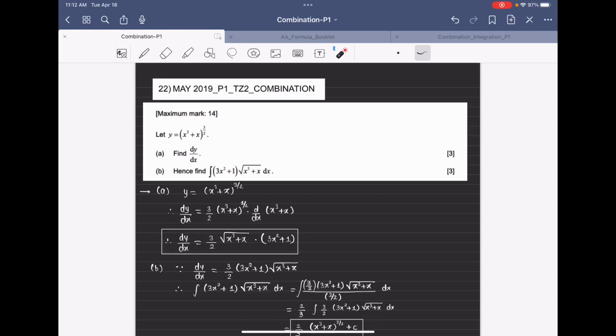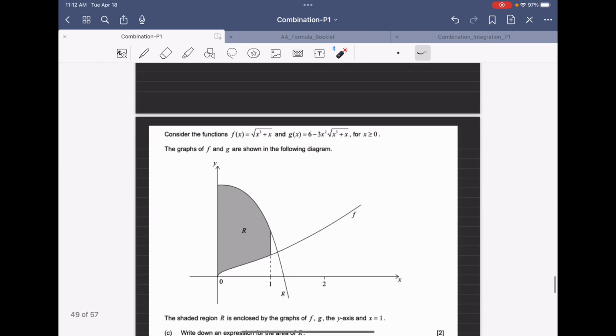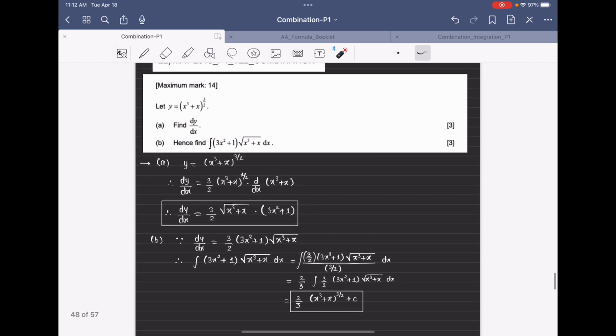May 2019 paper 1 time zone to combination. This problem will cover chain rule, that means derivative, as well as the definite integration. Let's start with this one.